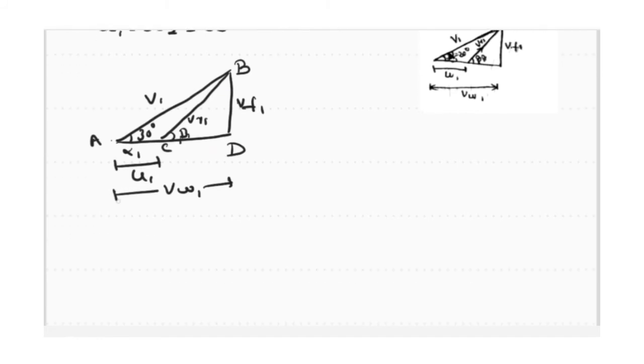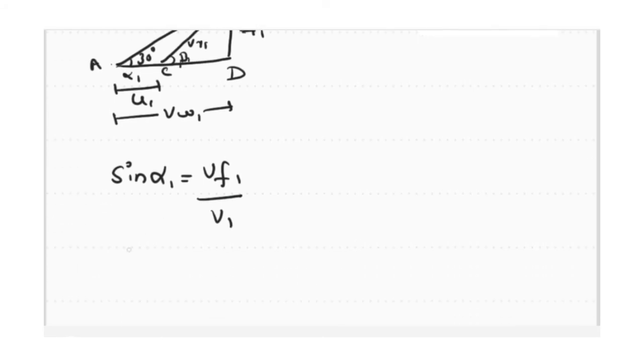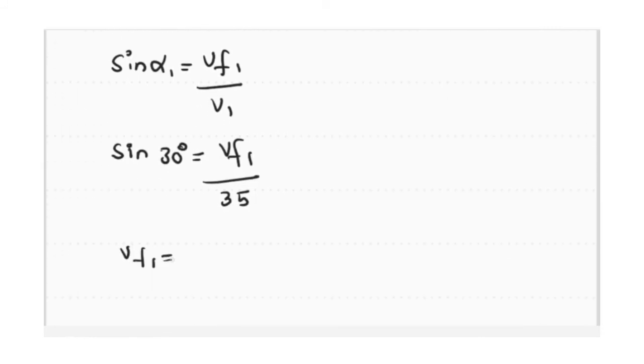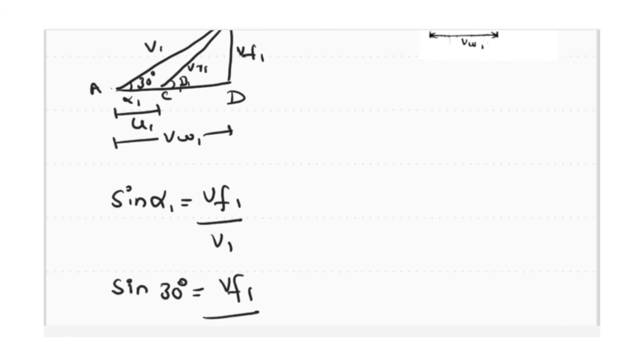Now I will apply sine to the triangle ABD. So sine of alpha 1 is equal to the opposite side Vf1 over the hypotenuse V1. That is sine of 30 degrees is equal to Vf1, which is unknown, over V1, which is 35. So we solve it, and we get Vf1 is equal to 17.5 meter per second.